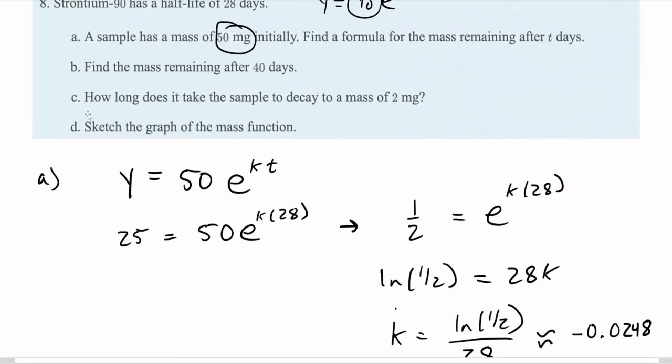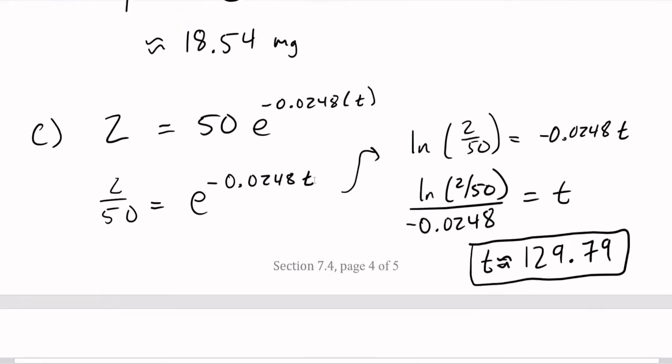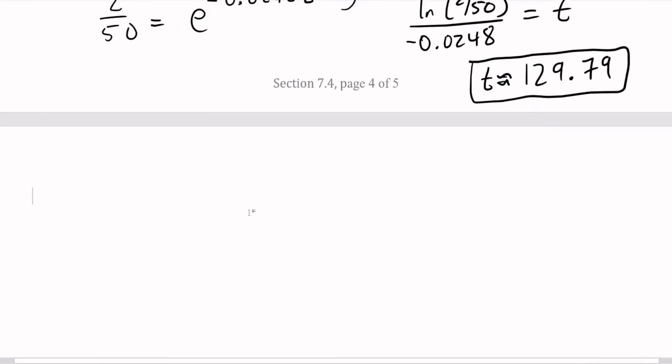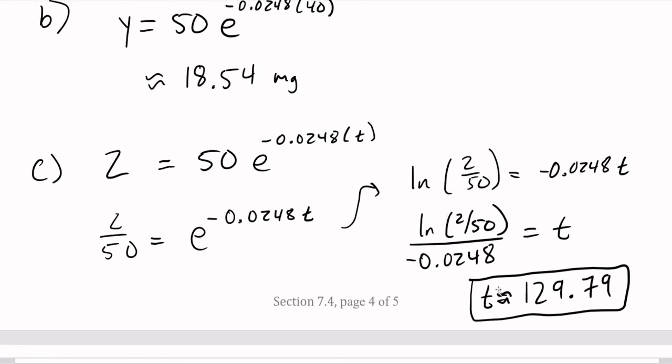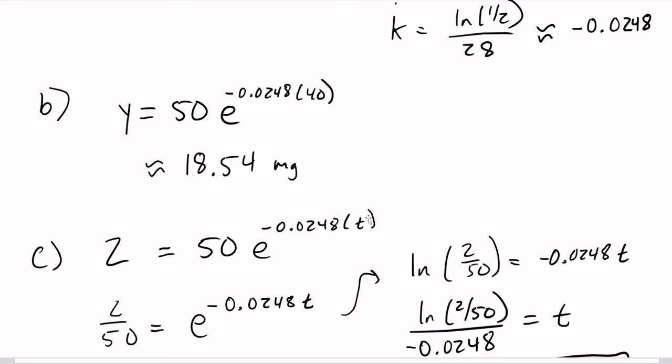Okay. D says sketch the graph of the mass function. We can do that. We can do a pretty quick one here. So let me give us some more room. So d, okay. So what is this going to look like? Well, where do we start? We start at 50. Here we go. And then this is exponential decrease. So then we know we can use a couple of these numbers if we want to. It takes 130 days to get down to 2.